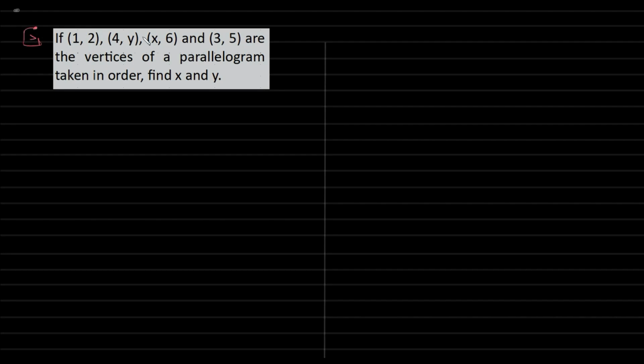If 1 comma 2, all of these points are vertex. Okay, vertex is something which we have to discuss of a parallelogram taken in order, right? All these things we need to discuss. So let's begin with what is given, or the diagram basically. It's a clear question that we need to draw a diagram. I mean, they don't ask it, but it's better to draw.